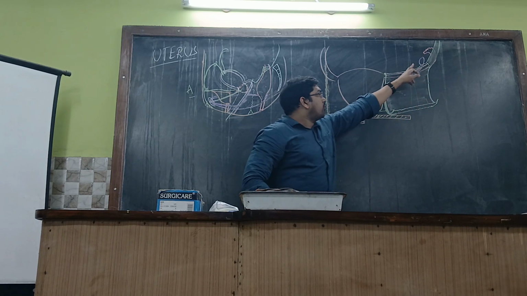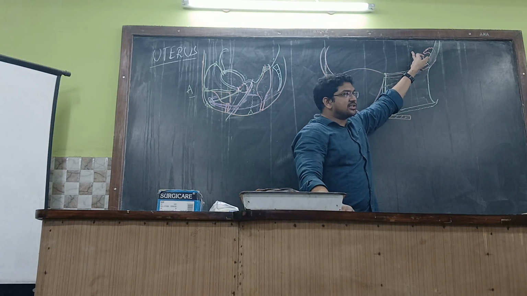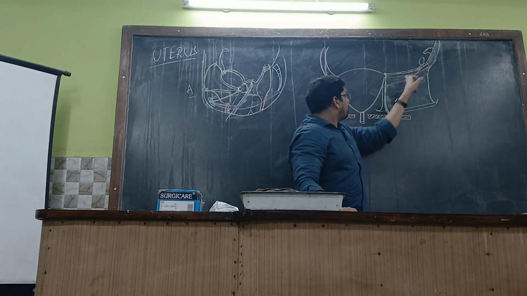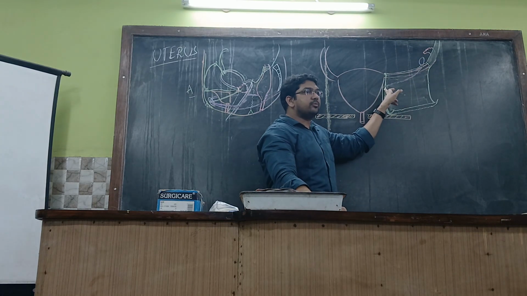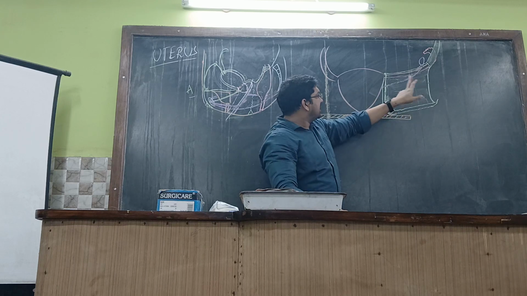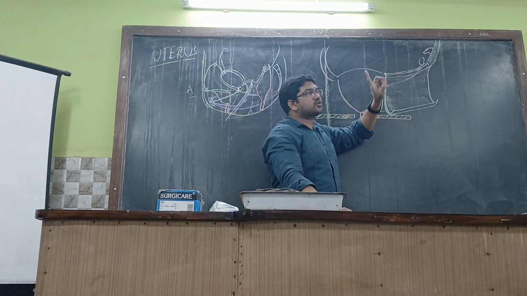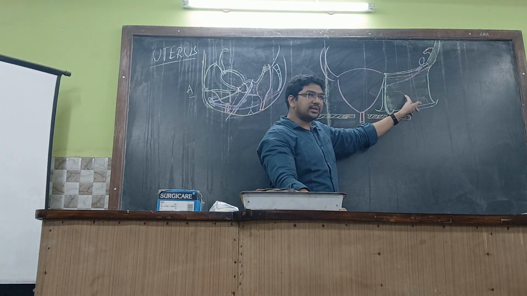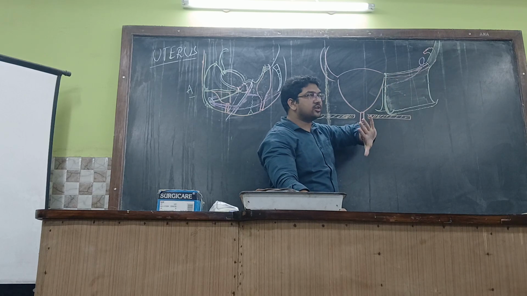So for example, ovaries must be on the posterior aspect, is it not? Connecting the lower end of the ovary with that of the lateral angle of the uterus, there will be a ligament that is nothing but the ligament of ovary. Okay. This ligament of ovary is also a part of the broad ligament over here. The ligament of ovary is also part of the broad ligament.